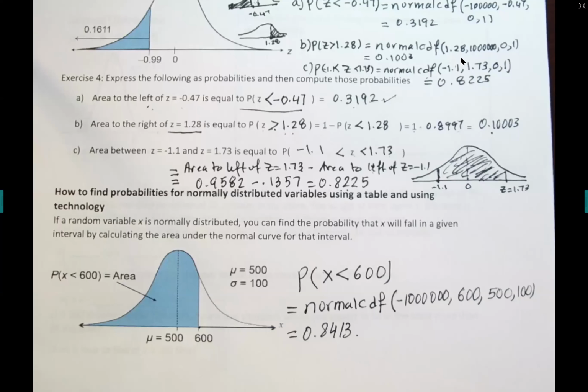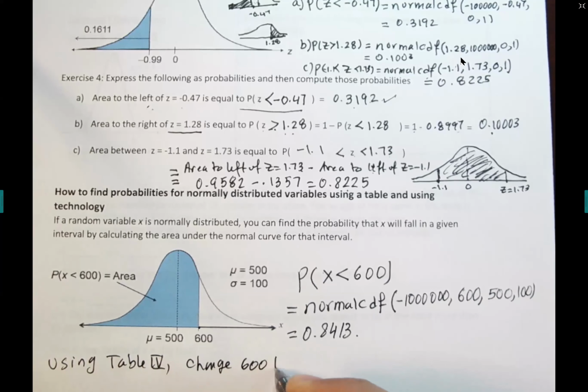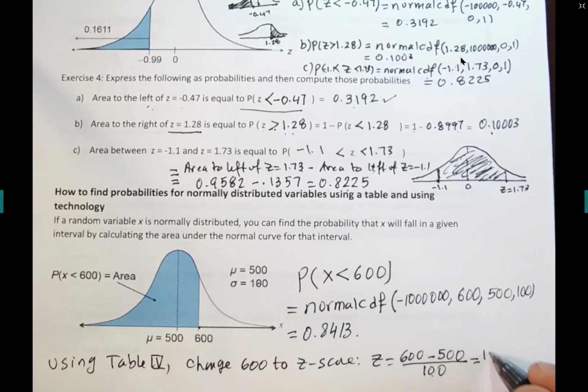We can change 600 to a z-score, just like in chapter 2, using table 4. Change 600 to a z-score. What would that be? The value is 600 minus the mean, 500, divided by the standard deviation, 100. So you get 100 over 100, which is 1.